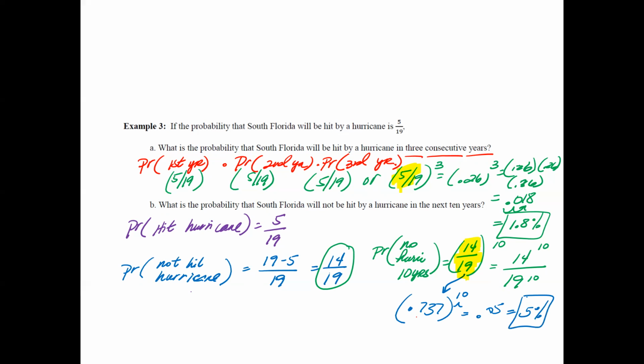So there is a 5% chance that there will be no hurricanes in the next 10 years. Or you could see it as there is a 95% chance that there will absolutely be a hurricane. So when you move to Florida, make sure the foundation of your house is very stable.